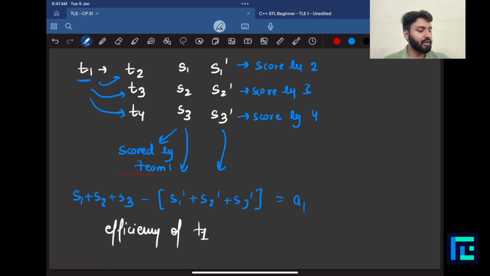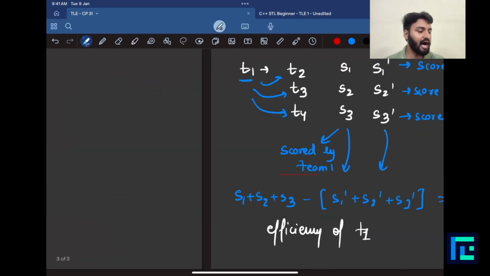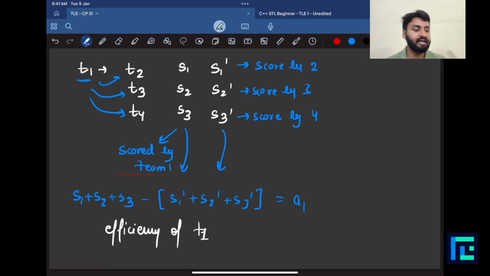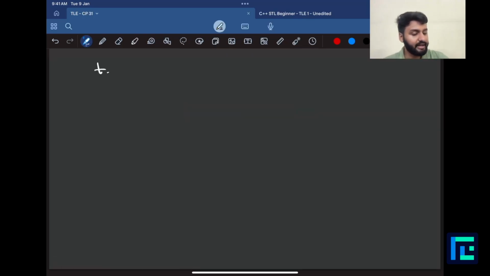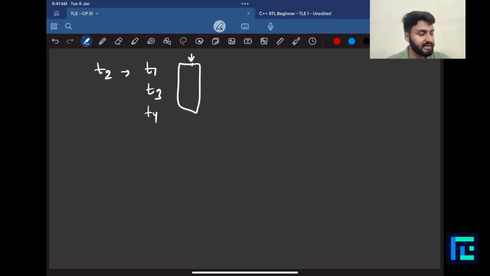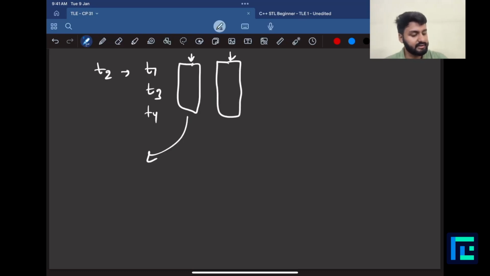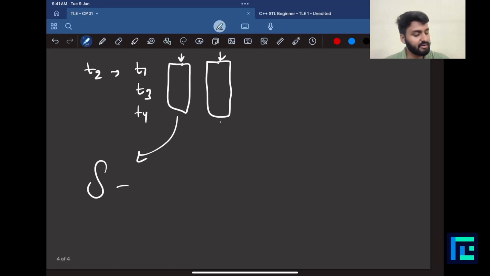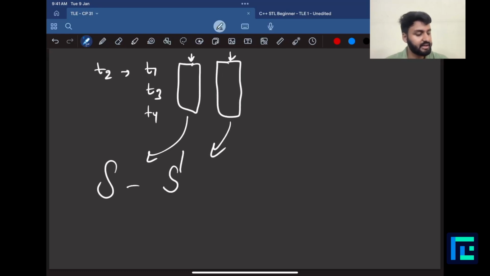Now, when I would ask you, how do you get A2? The argument would be, okay, when the team T2 would have played with the team T1, T3 and T4, they would have 3 scores over here that T2 has done and 3 scores over here that individually T1, T3 and T4 have done. Then you can say the sum of this score, let's call this capital S, minus the sum of this score, let's call this S dash, is the value A2. And similarly, you have A3 and A4 and so on. And this is called the efficiency of all the teams.